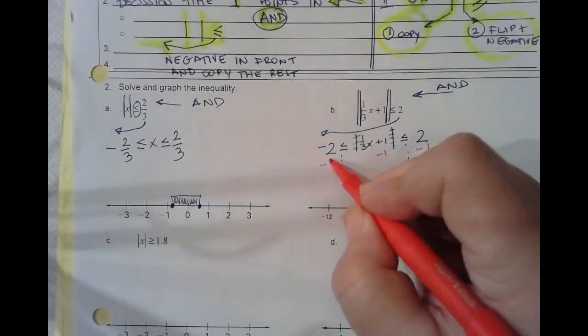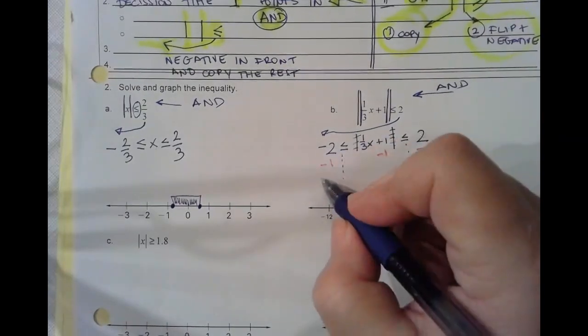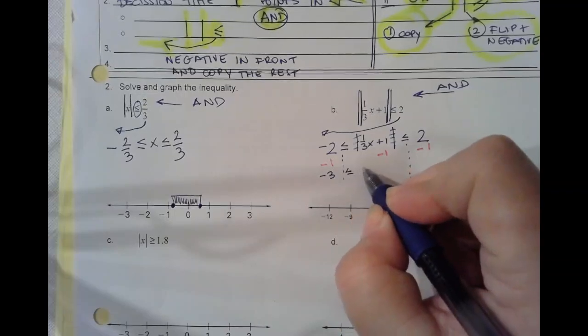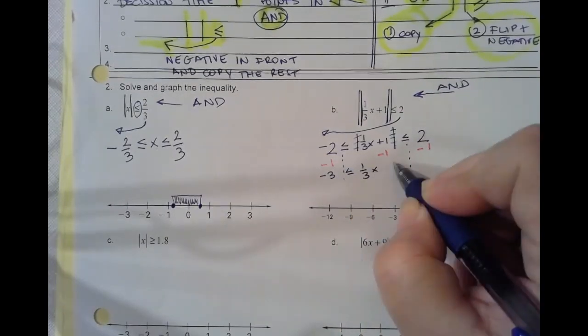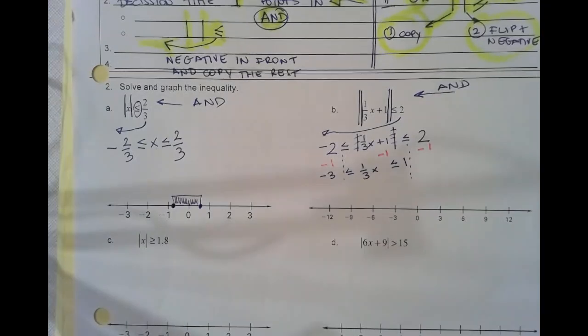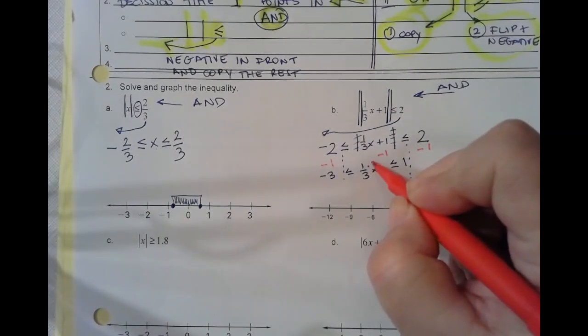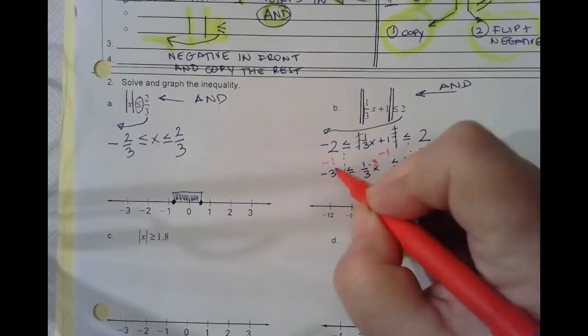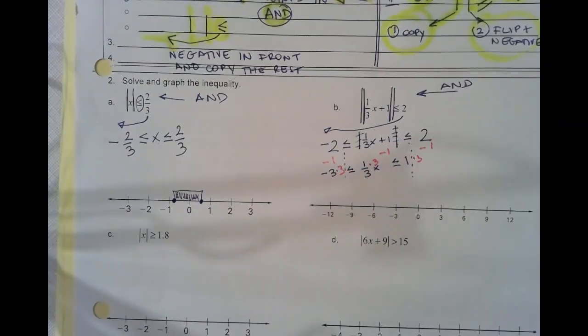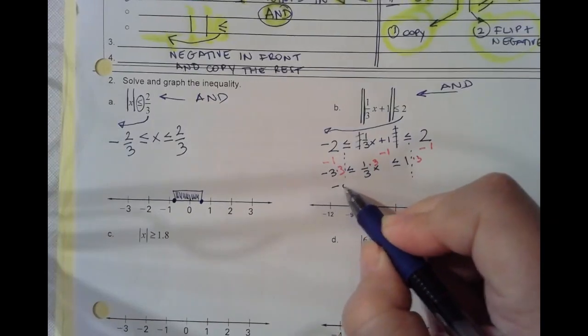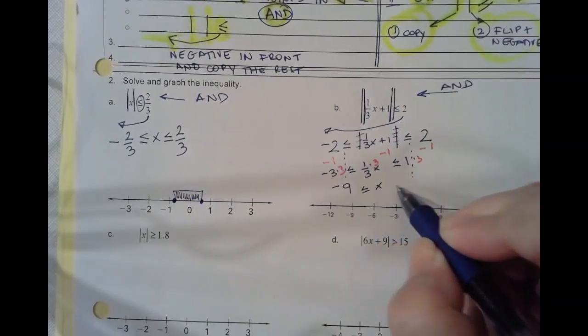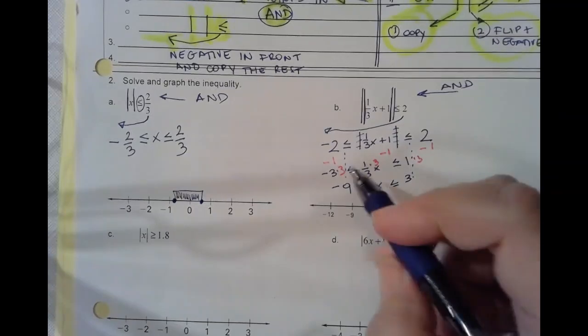So -1 on both ends. So I have -3 is less or equal to 1/3x, which is less or equal to 1. And then how would you get rid of the 1/3? Remember, we multiply by 3, but I have to multiply everything by 3. So now my final answer is -9 is less or equal to x, which is less or equal to 3.